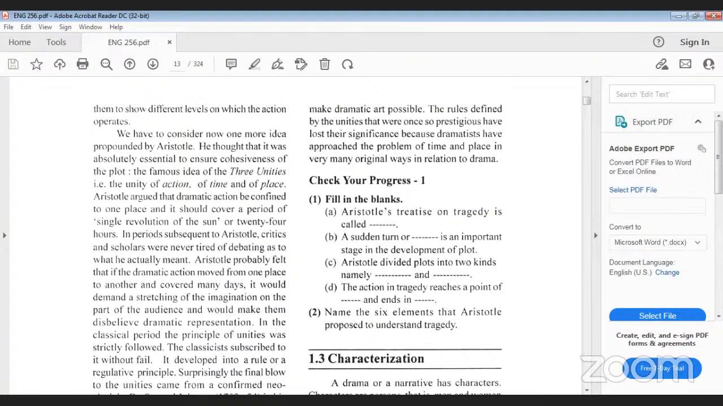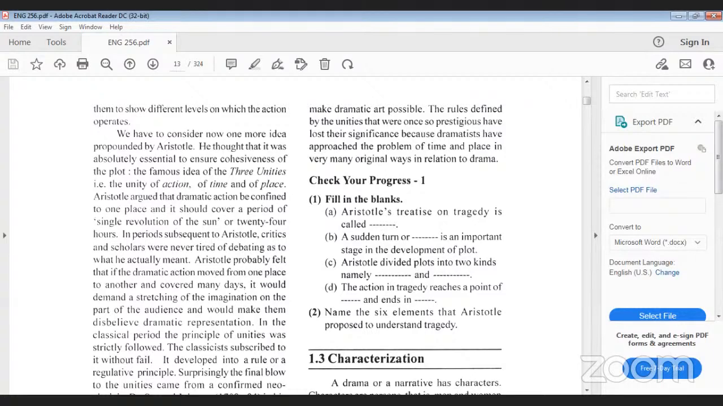He thought that it was absolutely essential to ensure cohesion of the plot. The famous idea of the three unities, that is the unity of action, of time, and of place. Aristotle argued that dramatic action be confined to one place and it should cover a period of a single revolution of the sun, or 24 hours.